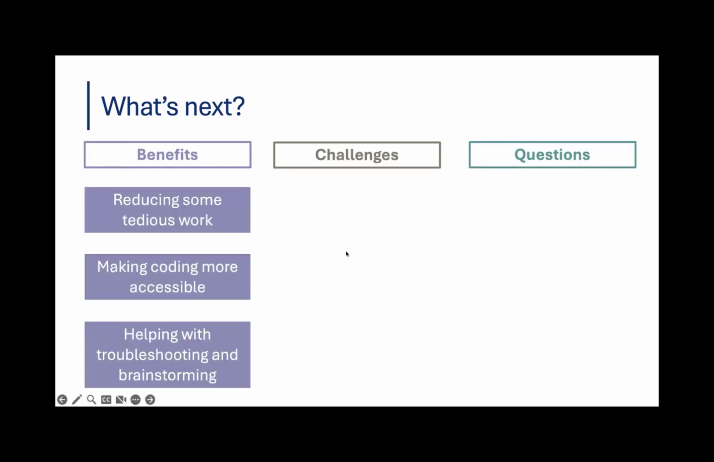And so just to wrap up, I want to summarize some of the benefits, challenges, and questions that I see for all of this. On the benefits side, one thing that I see is really useful is that these models can reduce a lot of the tedious work that goes into certain types of tasks. They're also making coding more accessible, and that's something that's really useful, particularly in an engineering context. And they can be incredibly useful with troubleshooting and brainstorming to help with that back and forth when you use them as they are intended, as a conversation tool.